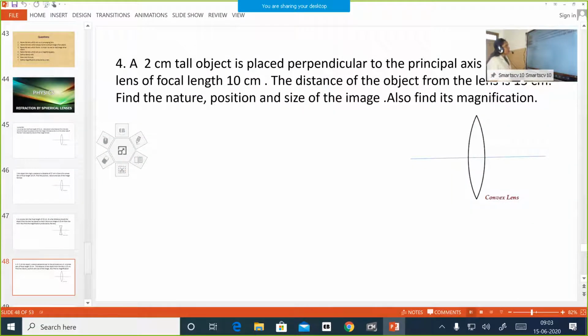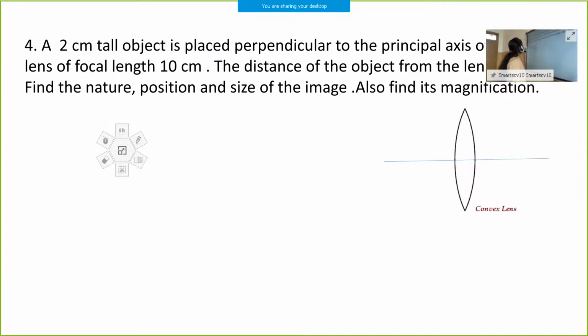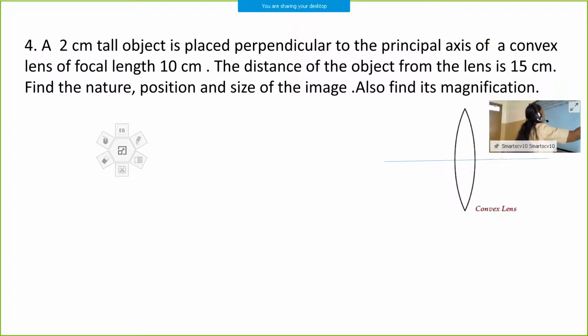A 2 centimeter tall object is placed perpendicular to the principal axis of a convex lens of focal length 10 centimeter. The distance of the object from the lens is 15 centimeter. Find the nature, position and size of the image. Also find its magnification. So here what are the given data?